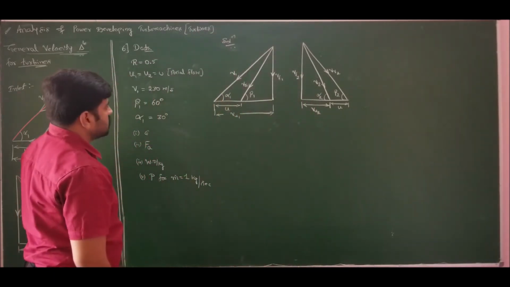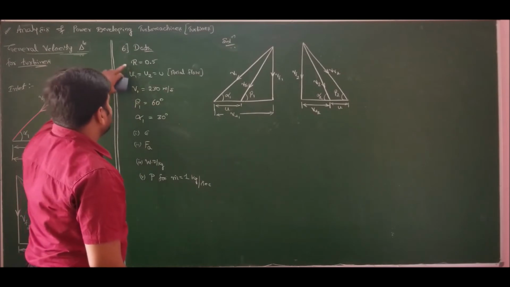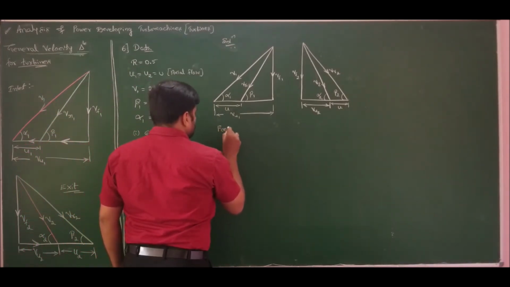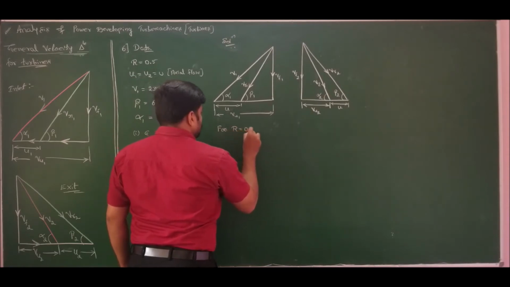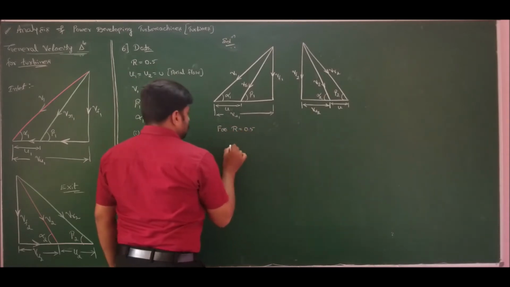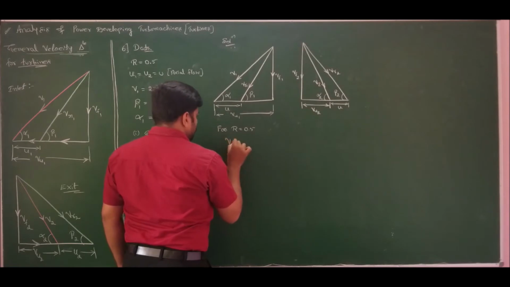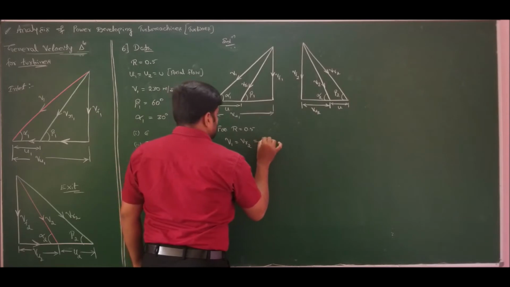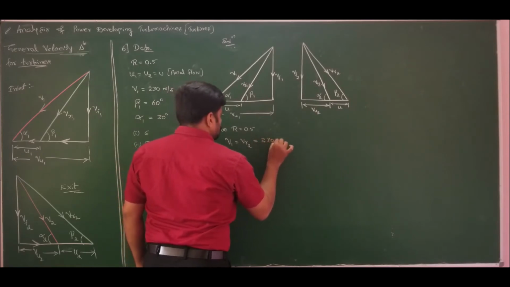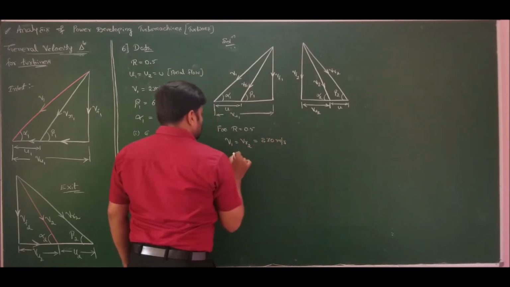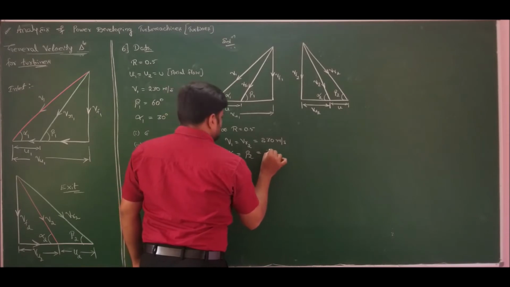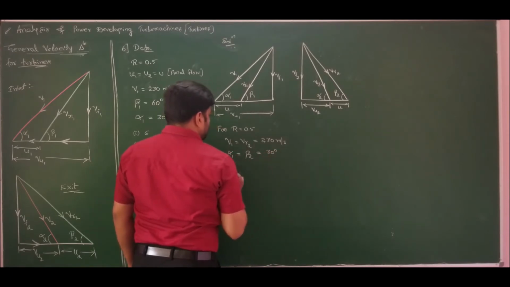Now if we solve for the 50% degree of reaction turbine, we know that for R equal to 0.5, we have the condition V1 is equal to VR2. So V1 is known, therefore we will get the value as 230 meters per second, and alpha 1 should be equal to beta 2. Alpha 1 is 30 degrees, so beta 2 will become 30 degrees.